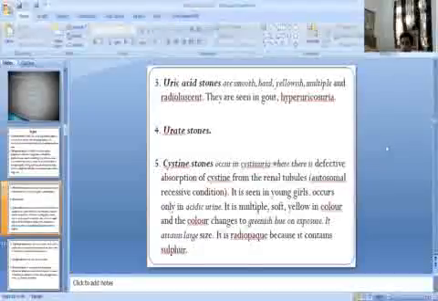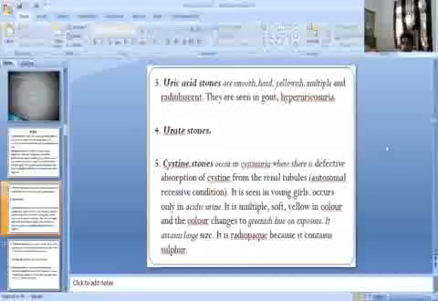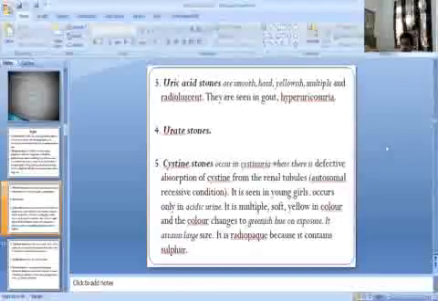It is an autosomal recessive condition. It is seen in young girls and occurs only in acidic urine. It is multiple, soft, and yellow in color. It attains a large size. It is radiopaque because it contains sulfur.